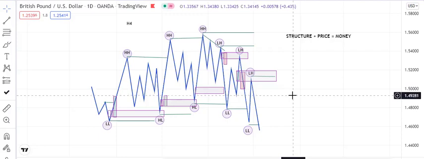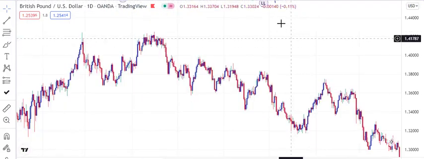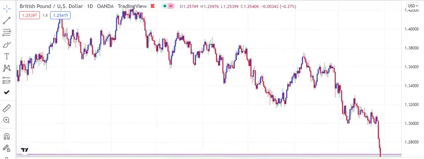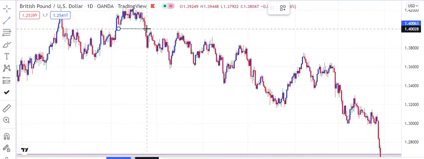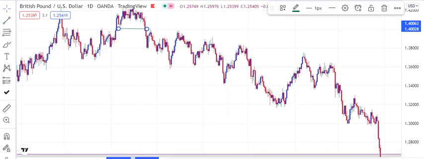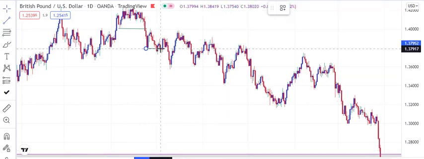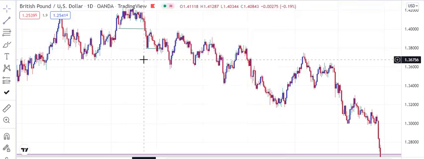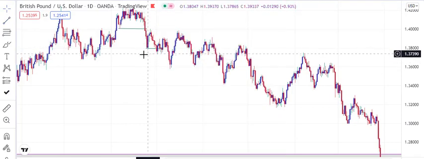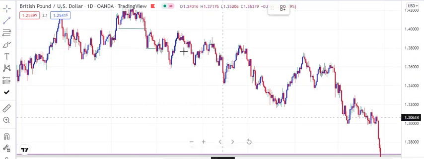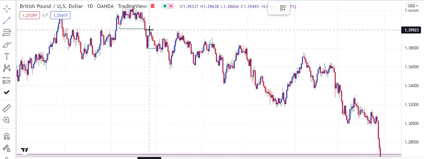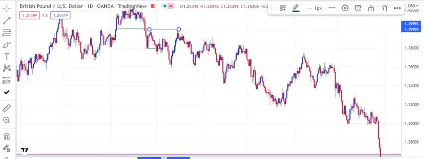Now let me go quickly to the chart and show you. Now take a look. We have this break of structure here. That's our break of structure, and we have another break of structure here. Can you see that? We have another break of structure there. Now I've told you, after a break of structure, mark your swing high and your swing low. Now this is your swing high. Can you see your swing high here? This is your swing high, and here is your swing low.